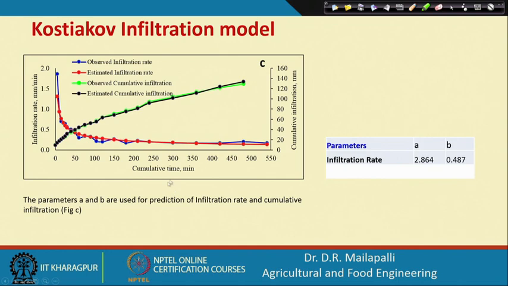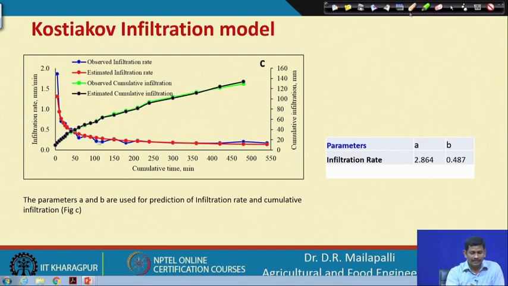Once you have that, you can use the parameters to redraw the curve. The blue one is observed, and the other is estimated using the parameters you got from the data fitting. So, the parameter a will be 2.86 and b is 0.487, that is what you got.